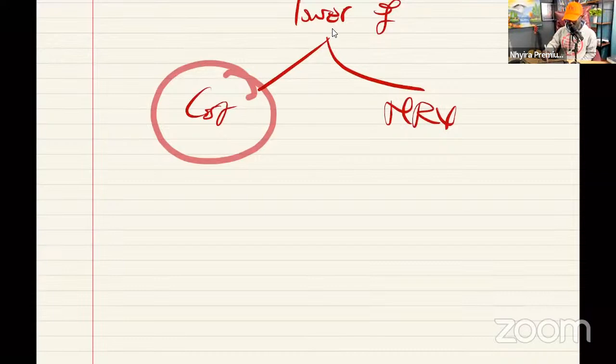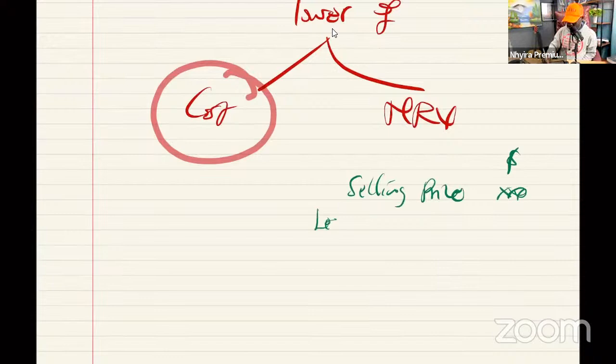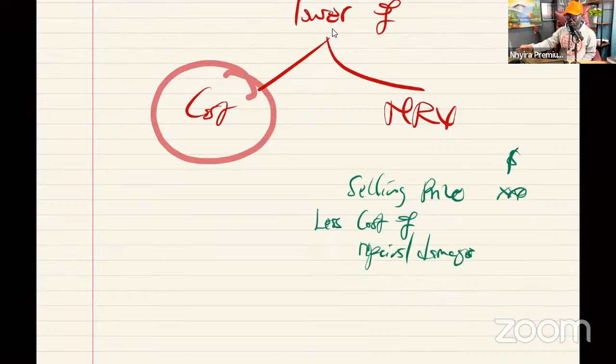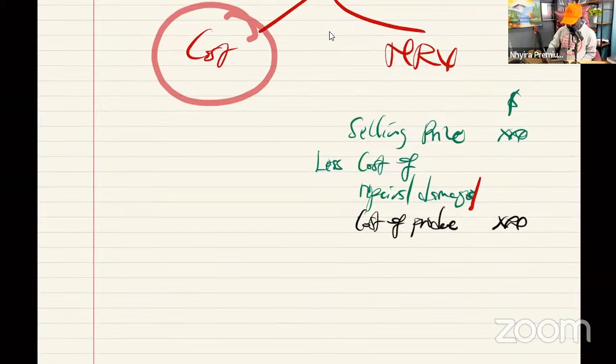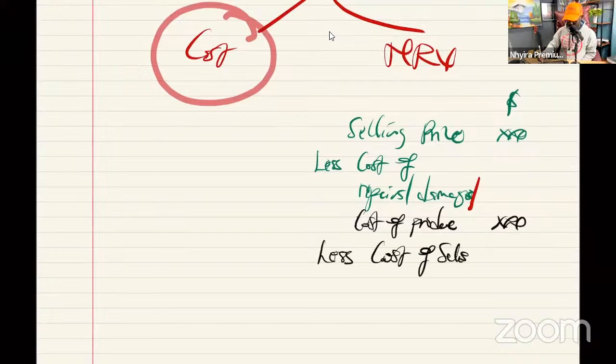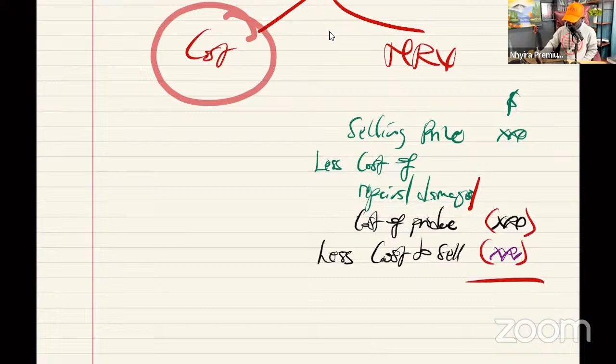So if you bring in the selling price, let's say we're working in dollars, you less cost of any repairs or damages. That is, if the inventory is faulty and we have to repair it, or if we have to convert raw material to finished goods, then we are going to bring in cost of production. Then we're also going to less cost of sales. When we say cost to sell here, it means any other cost we incur to sell the inventory. Probably we need to pay some agent commission for the arrangement of the sales transaction, and that must be deducted. When we subtract that, that gives us the net realizable value.